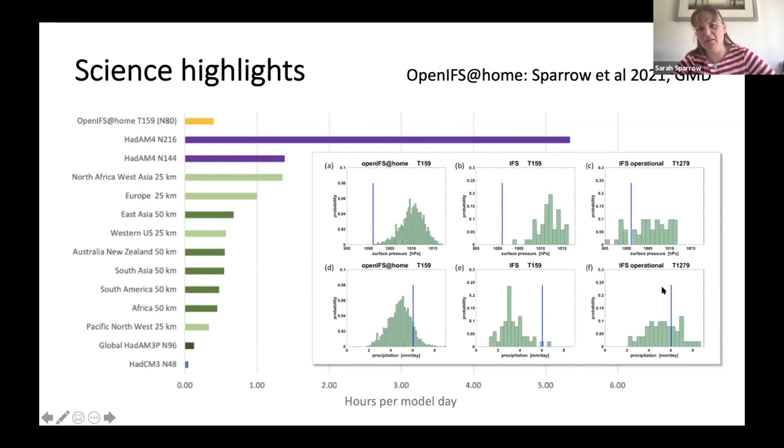But it's worth pointing out that if you go to the much higher horizontal resolutions that are available in the full forecast model, then you still get some differences in how you're capturing these extremes. And the background graphic is also showing differences in runtime for our different models that we have available on the system.